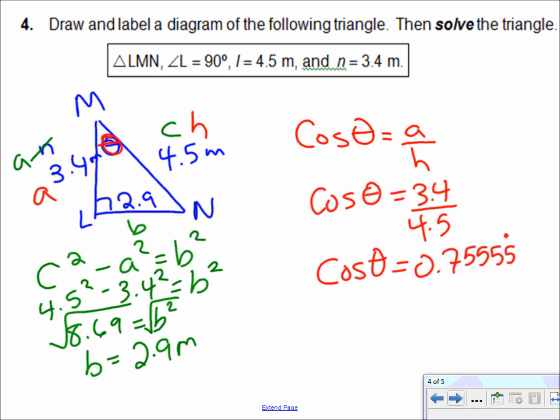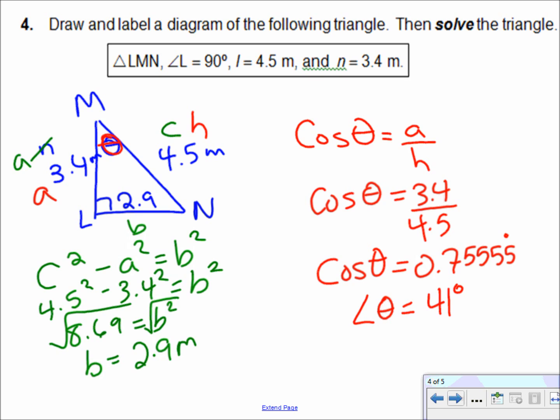So I'm going to hit second function, cos, and then I'm going to use my answer button, or I can type in 0.75555, and I got 41 degrees. Angle theta is equal to 41 degrees. Does everyone agree with that?